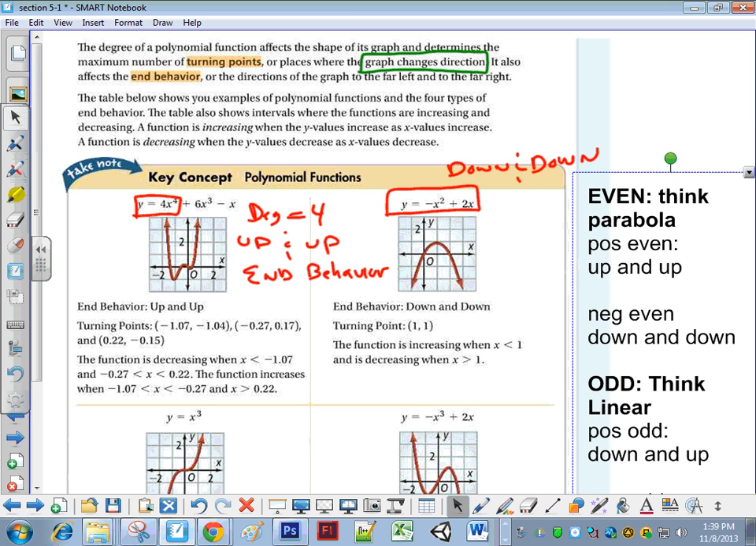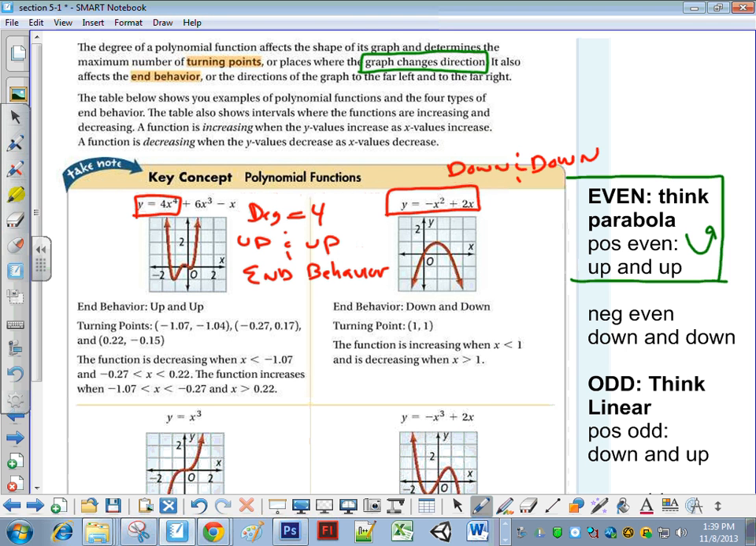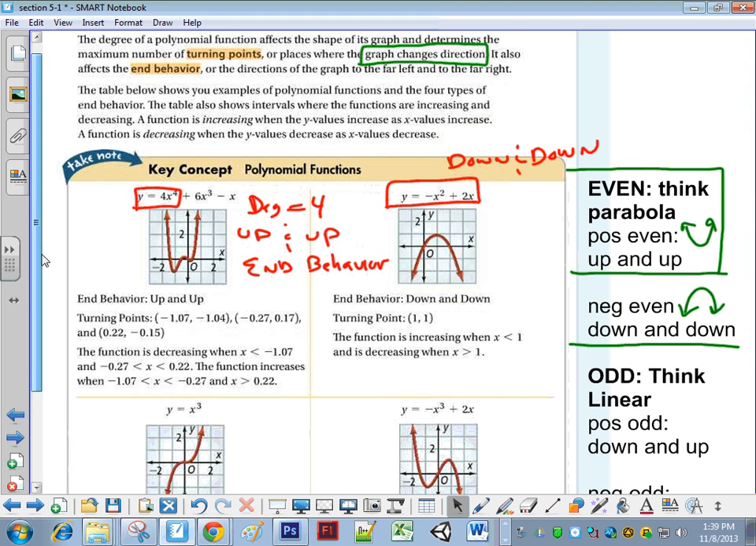I want you to think about a parabola. If it is a parabola, if it's even, it goes up and up. So it's going to be this kind of style. If it's negative and even, just like a parabola, it'll be down and down. Okay? So the other thing on here, where does it turn?